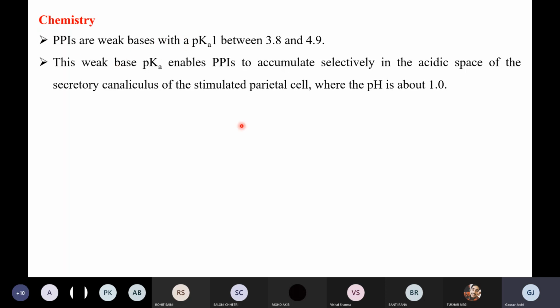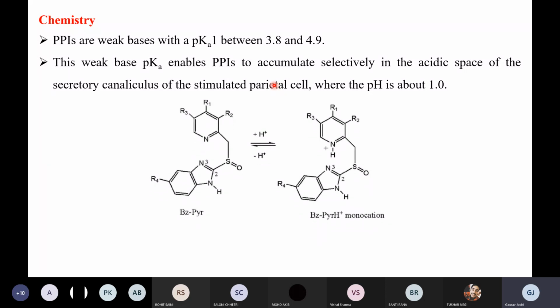So basically they are acting as a very weak base, having a pKa1 between 3.8 and 4.9. So pKa1 will be of the pyridine ring, right? And the second pKa will be of the benzimidazole ring. I will not discuss this in words, so I'll just be showing you some chemical reactions.